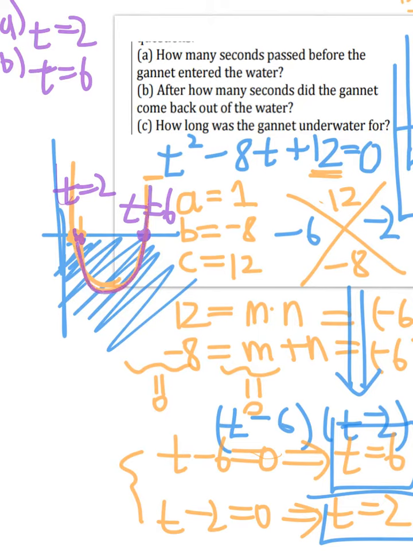And how long was the gannet under the water for? Well, it's just a simple subtraction. If you think about it, at time 2 seconds, it entered the water, and then at time 6, it came out of the water. So in total, it was only in the water for 6 minus 2, 4 seconds.